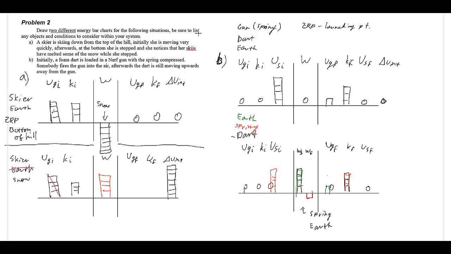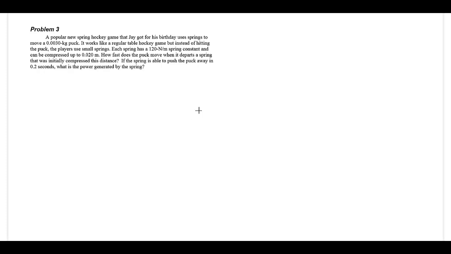All right, moving on. A popular new spring hockey game that Jay got for his birthday uses springs to move a 0.003 kilogram puck. That's a 3-gram puck for those playing at home. It works like a regular hockey table game, but instead of hitting the puck, the players use small springs. Each spring has a 120 Newton per meter spring constant and can be compressed up to 0.02 meters. How fast does the puck move when it departs a spring that was initially compressed this distance?